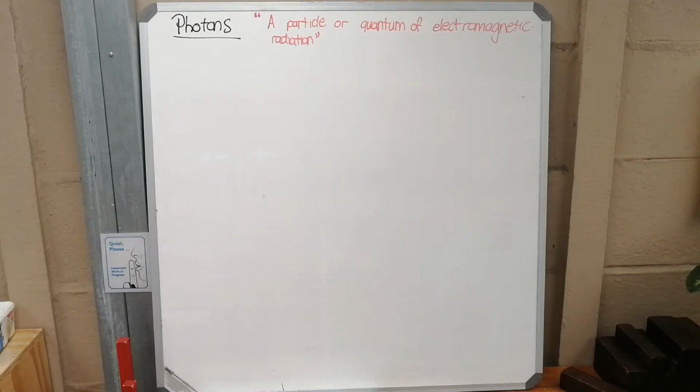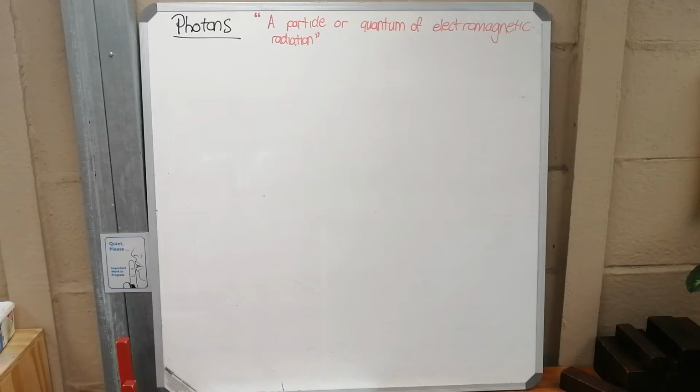Grade 10, so we're going to look at photons today. Quick reminder, we did vaguely touch on that when we looked at electromagnetic radiation. It is a particle or quantum of electromagnetic radiation. So photons is what we talk about when we talk about the particle nature of light or of all electromagnetic radiation. Now, electromagnetic radiation, they are transversal waves.